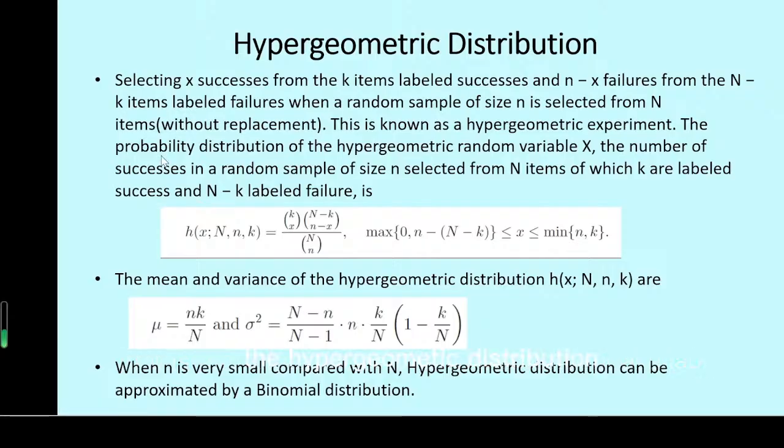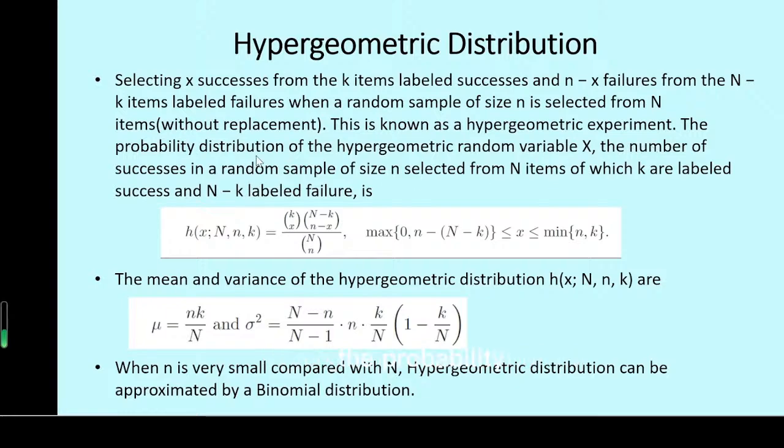The hypergeometric distribution is different from the binomial because it is a non-repeated experiment. For example, we select x successes from the k items labeled success and n minus x failures from N minus k items labeled failures when a random sample of size n is selected from N items without replacement. This is known as a hypergeometric experiment.